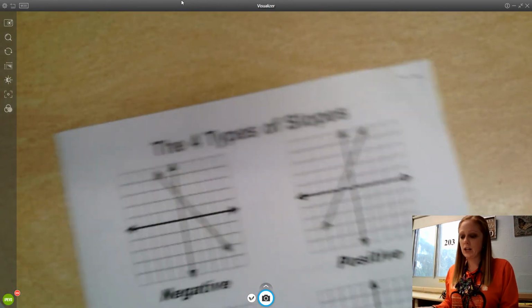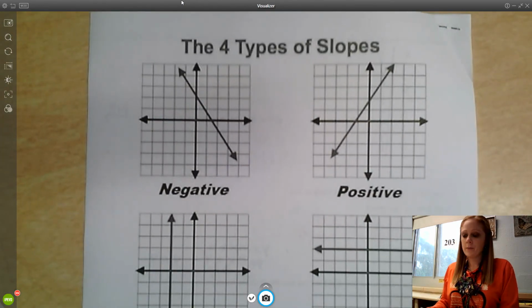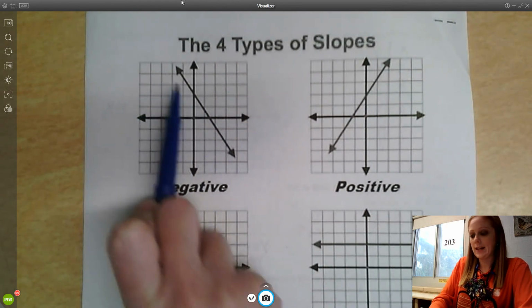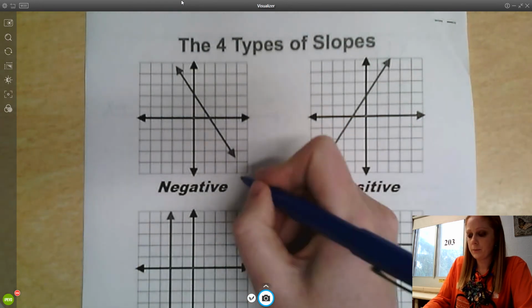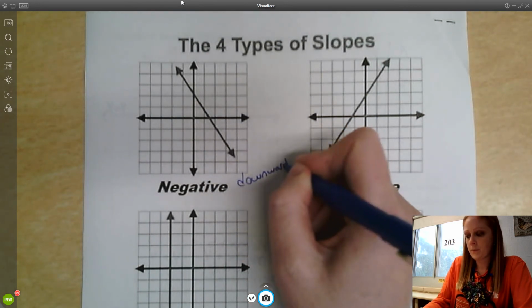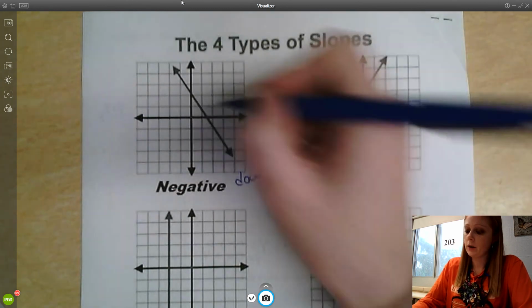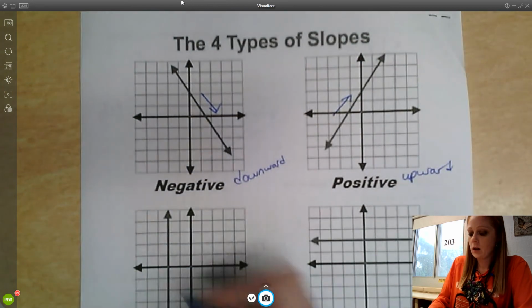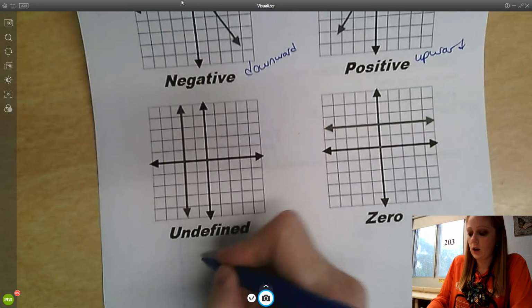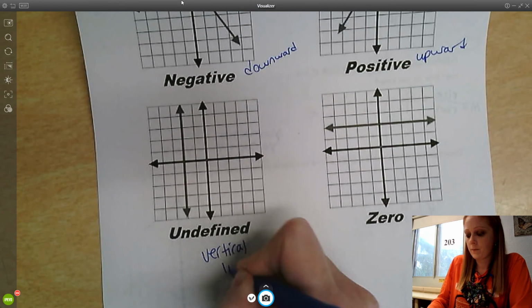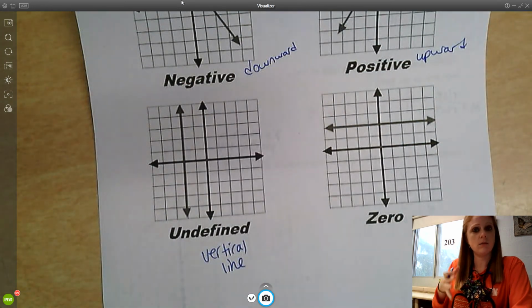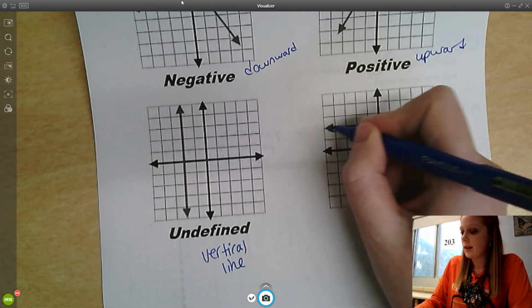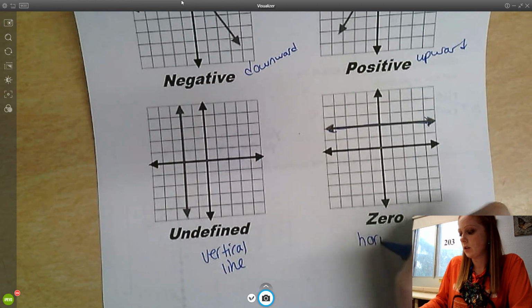Okay, the last page is just to go over the 4 types of slope. You always look from left to right with your graph. As you go from left to right, this one is going downward, so it's a negative slope. Left to right, this one is going upward, so it's a positive slope. Undefined is a vertical line. Remember the vertical line test? Undefined, straight up and down. And this one right here is a 0 slope. It is flat. This is a horizontal line.